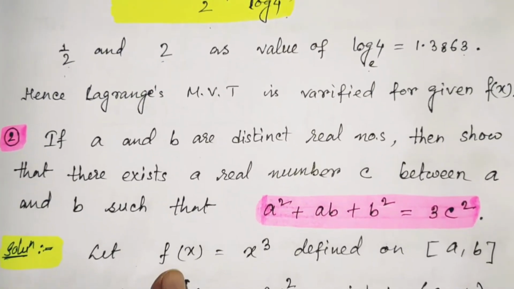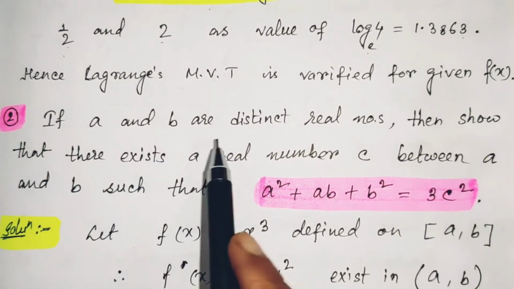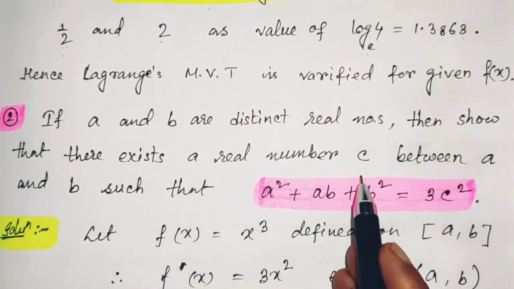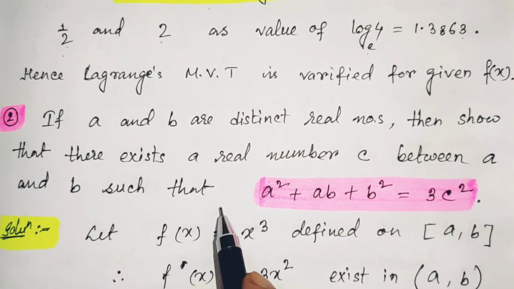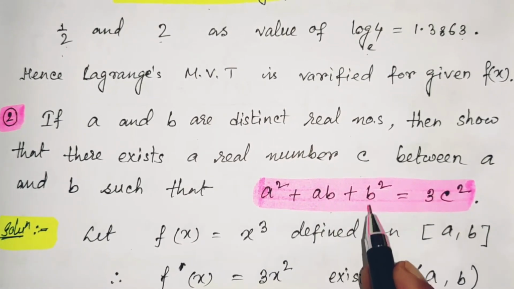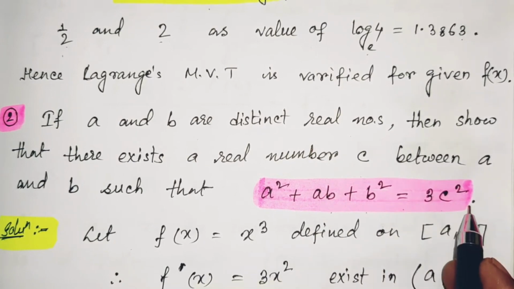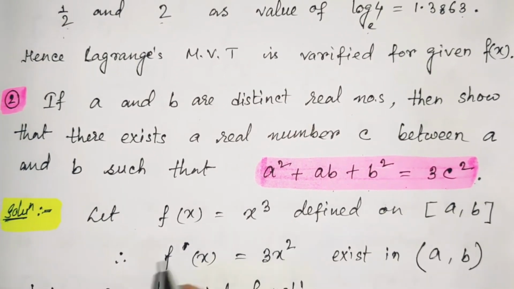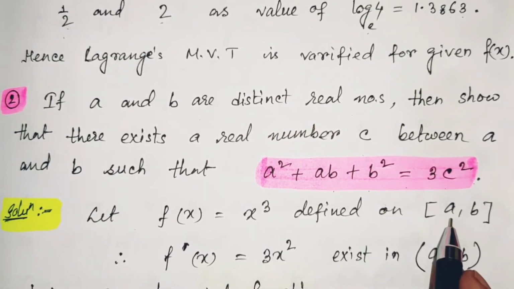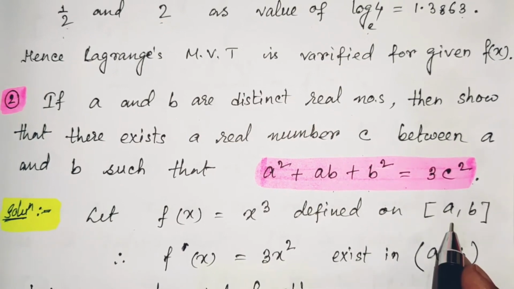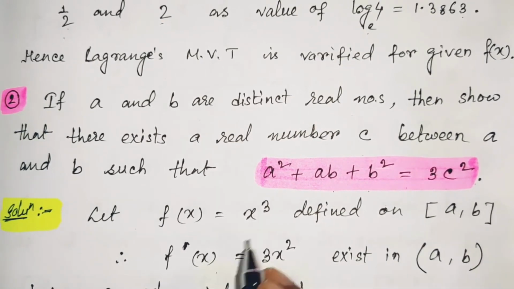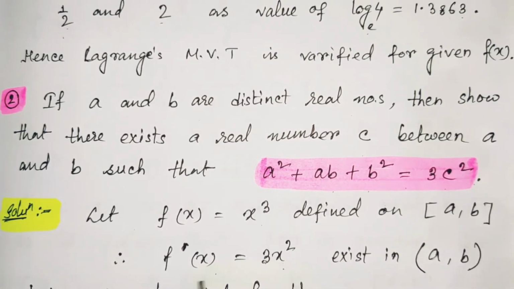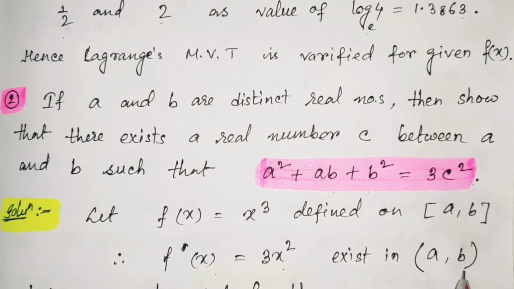One more example let us consider. If a and b are distinct real numbers, then there exists a real number c between a and b such that a square plus ab plus b square is equal to 3c square. So here what to do? Let us define the function x cube first, which should be defined within the closed interval ab. After that, if we take the derivative of this function, then it is 3x square. This is a polynomial function, so it exists within the range a and b.